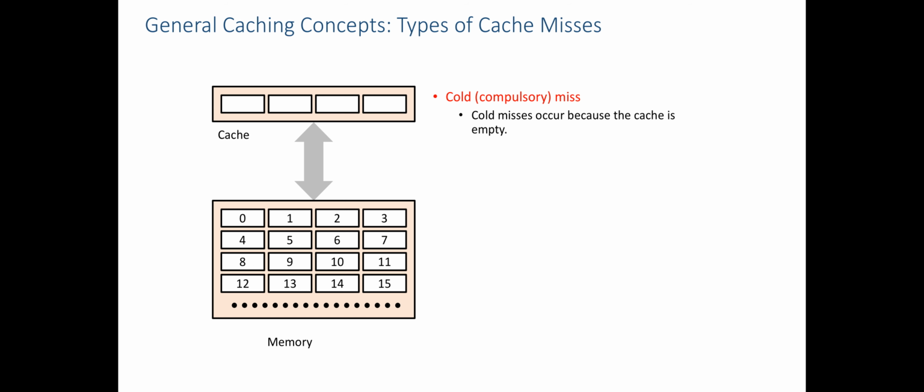Okay, so another type of miss is what's called a cold or a compulsory miss. These happen because your cache is empty. These happen at the very beginning of your program. When you first execute an instruction, then the block containing that instruction and the ones after it will get brought into cache. So this is called a cold miss.